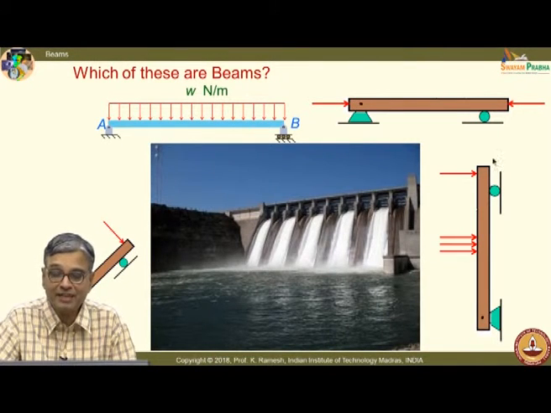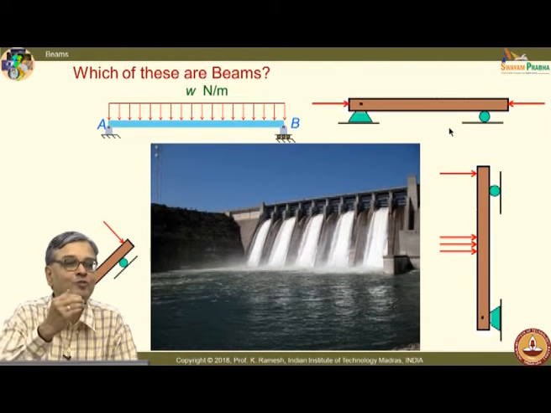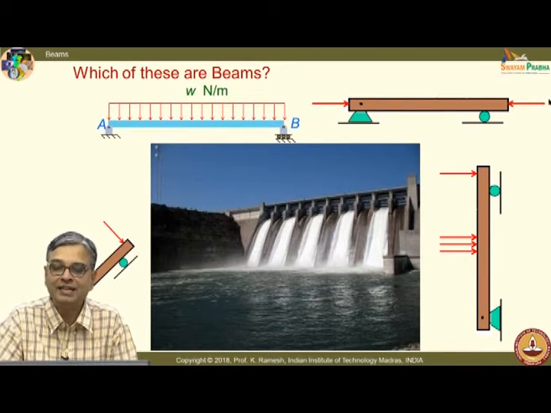The member can be vertical like this, but still the load is applied transverse to this. The member could be inclined like this, but the load is transverse to this. One of the common confusions students have is, whenever they look at a member which is horizontal, they jump to an immediate conclusion that it is a beam. I have clearly shown that this is supporting only an axial load. You do not call that, from the engineering mechanics point of view, a beam.